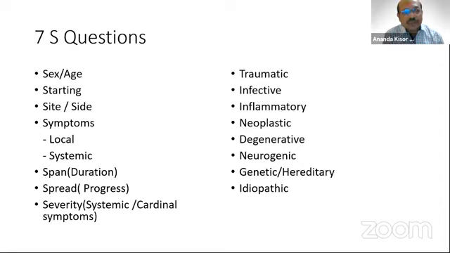7 S questions. If these specific S questions are asked, even in a very busy orthopedic OPD scenario, you can easily categorize the disease. The first S is sex or age. Next is the starting of the disease. Starting means it may be an acute disease or a chronic disease. A traumatic disease is always acute. A tubercular infection is always a chronic disease.